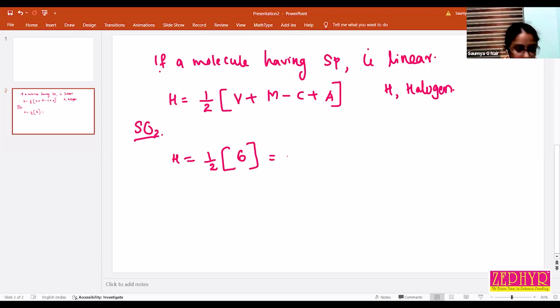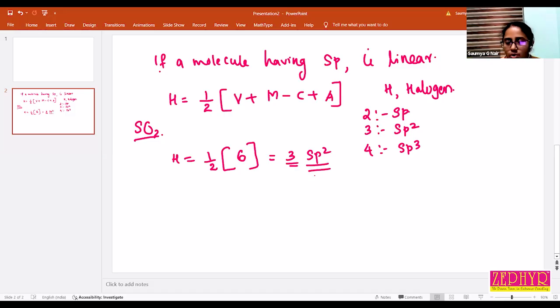6 by 2, 3. From this calculation, if the value of H is 2, it is sp hybridized. Value of H is 3, sp2 hybridization. If the value of H is 4, it is sp3 and so on. Here 3, so it is sp2. It is not a linear molecule. This is a bent molecule. Okay.